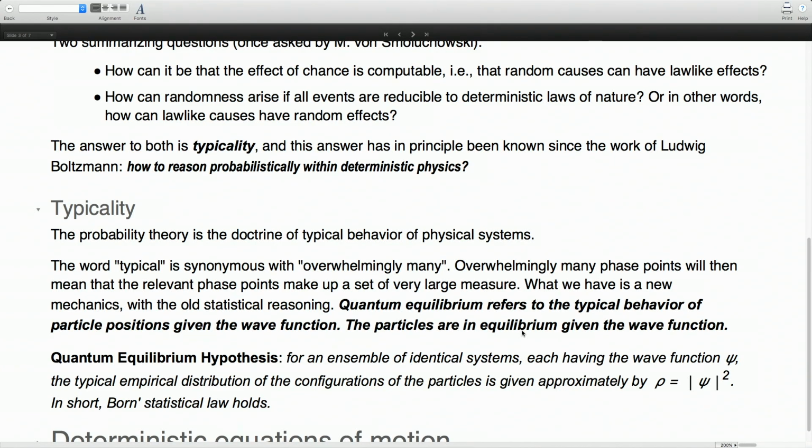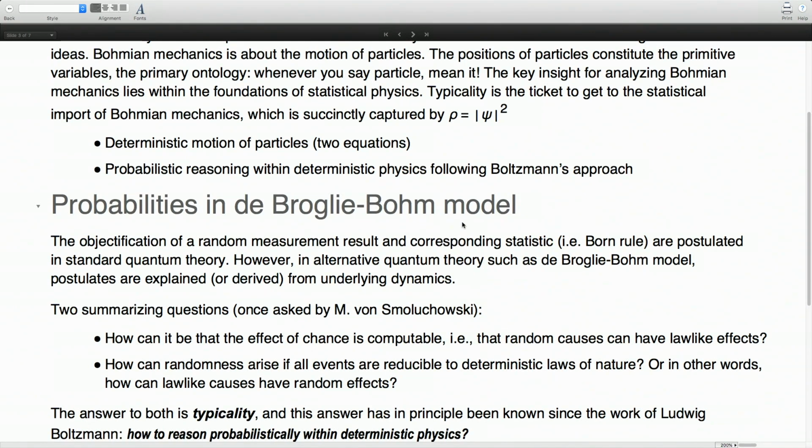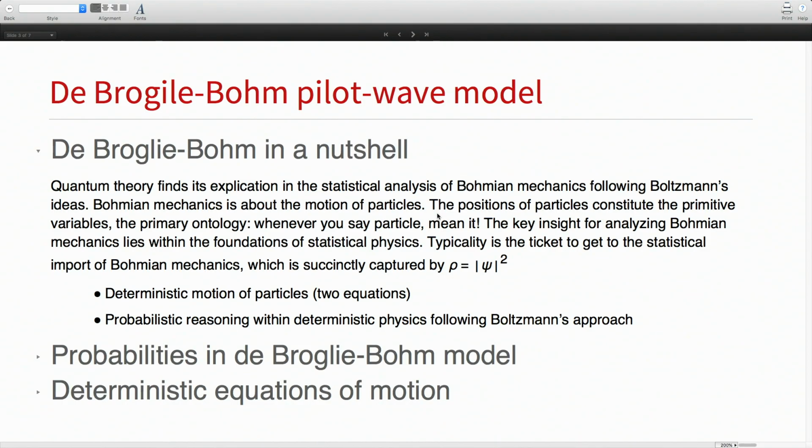What is quantum equilibrium? It tells you that for an ensemble of identical particles, all having the same wave function, the empirical distribution is approximately equal to the modulus square of the wave function. This is a very important assumption in Bohmian mechanics. But again, let me go back to the original idea in brief: through a mathematical equation and one probabilistic reasoning, going from a deterministic theory to a probabilistic description.